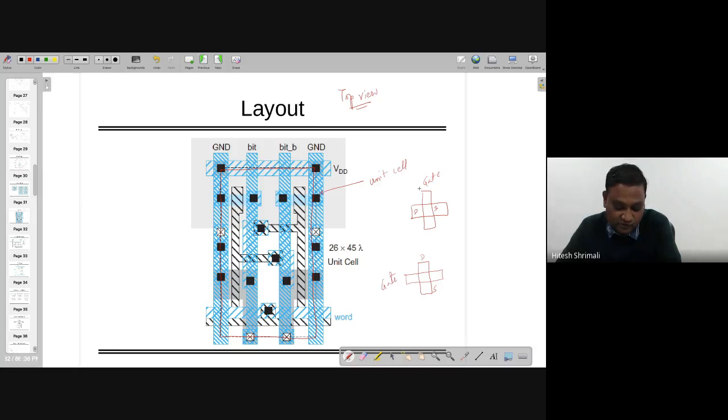And of course, when you are drawing this, you have to make sure that we have the smallest area possible, right? Everything depends on it, because if you are increasing this cell area, it will increase the overall memory area, right? And hence it's all about money, because this is a very expensive thing, right?